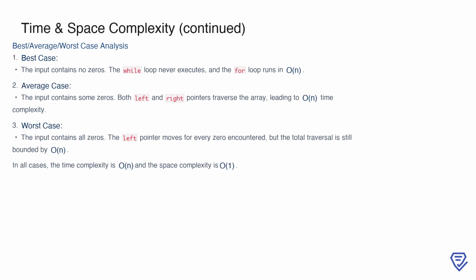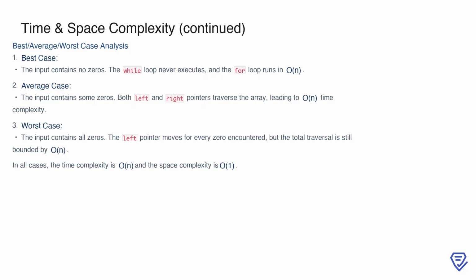Now let's analyze the best, average, and worst-case scenarios for this algorithm. In the best case, the input array contains no zeros. In this situation, the while loop never executes, and the algorithm simply iterates through the array once using the for loop, resulting in O(n) time complexity.